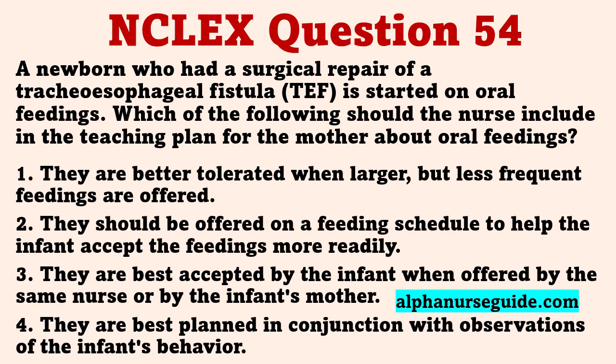A newborn who had a surgical repair of a tracheoesophageal fistula is started on oral feedings. Which of the following should the nurse include in the teaching plan for the mother about oral feedings? 1. They are better tolerated when larger, but less frequent feedings are offered. 2. They should be offered on a feeding schedule to help the infant accept the feedings more readily. 3. They are best accepted by the infant when offered by the same nurse or by the infant's mother. 4. They are best planned in conjunction with observations of the infant's behavior.